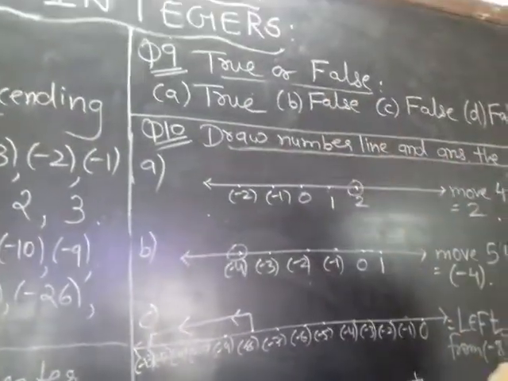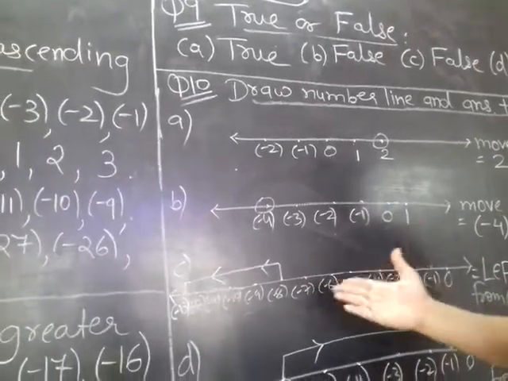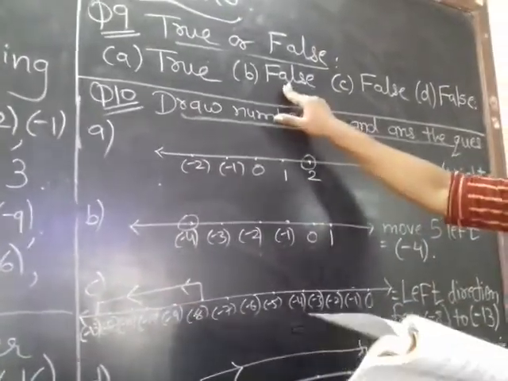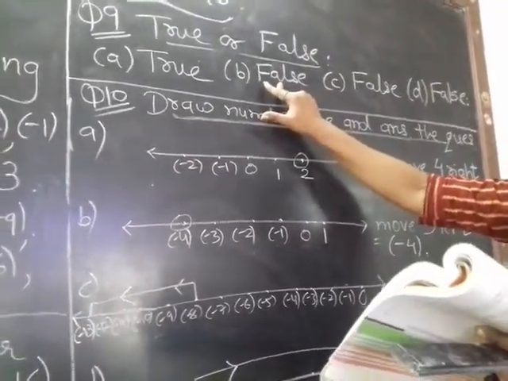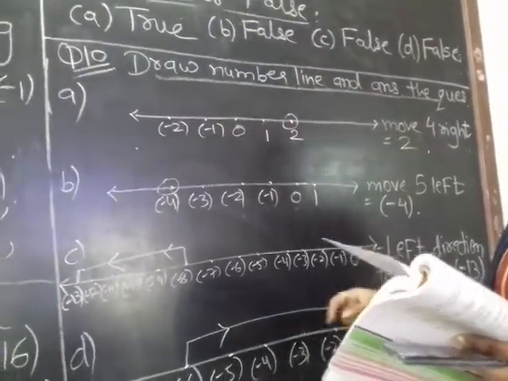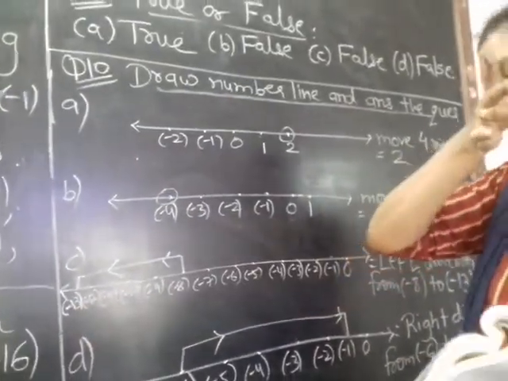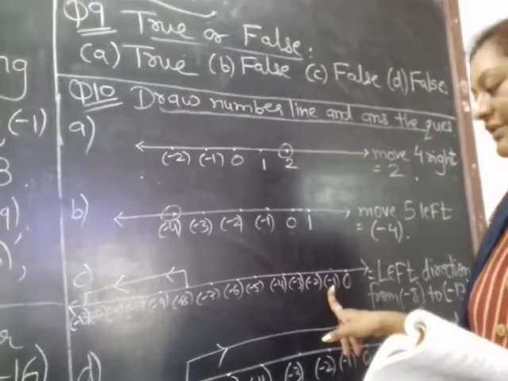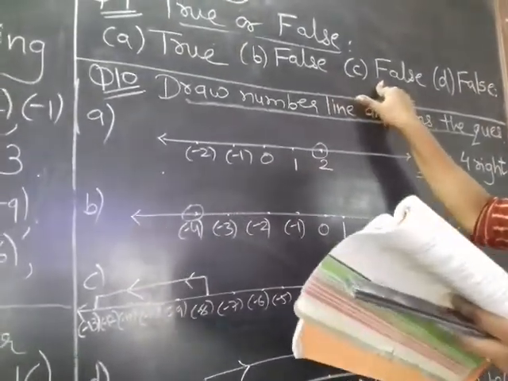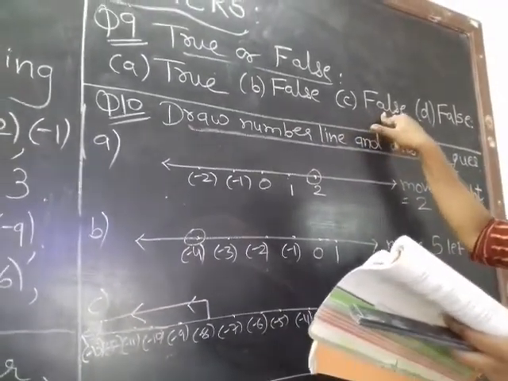So this is true. B. Minus 100 is to the right side of minus 50 on a number line? No. Minus 100 will come on the left side of minus 50 on a number line. So this is false. C. Smallest negative integer is minus 1? No. That will not be the smallest one, that will be the biggest one. If you see minus 1 and minus 13, for example, in question number 10, minus 1 is the greatest one and minus 13 is the smallest one. So minus 1 is not the smallest negative integer. It is the greatest one. So again C is false.